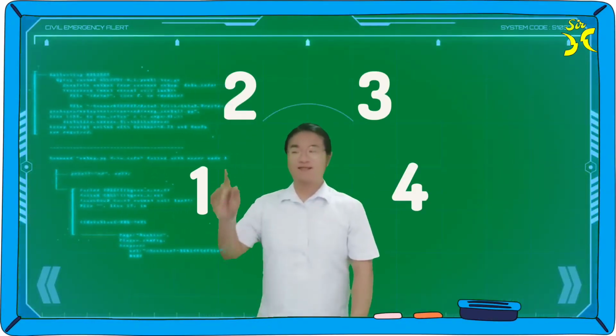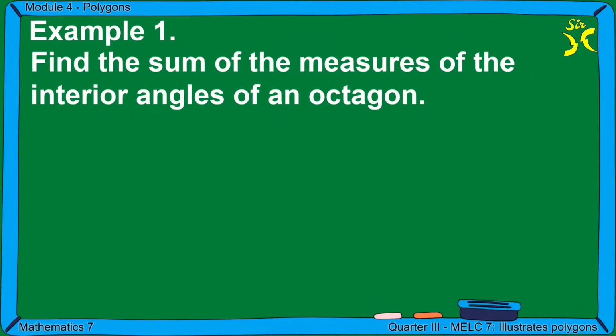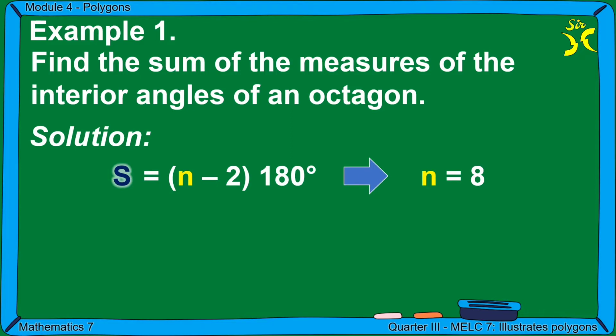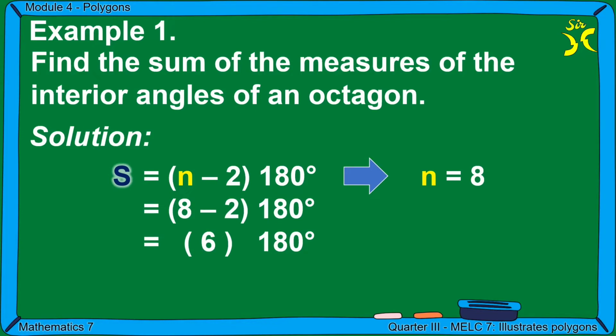Sample number 1. Find the sum of the measures of the interior angles of an octagon. For the solution, we will be using the formula S is equal to the quantity n minus 2 multiplied by 180 degrees, where the given n is equal to 8 because an octagon has 8 sides. Then substitute the value of n. 8 minus 2 multiplied by 180 degrees. Then 8 minus 2 is equal to 6 multiplied by 180 degrees. So the total interior angle of an octagon is equal to 1080 degrees.